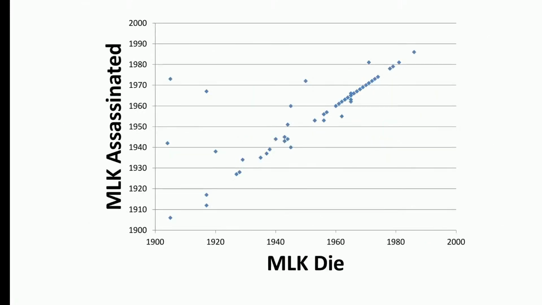Notice everyone is pretty much on that line. They're like, Martin Luther King Jr. was assassinated in 1950 and he died in 1950. That's what you would expect. But you have a few people, little aberrations here, like this person here. I don't know what they're thinking.